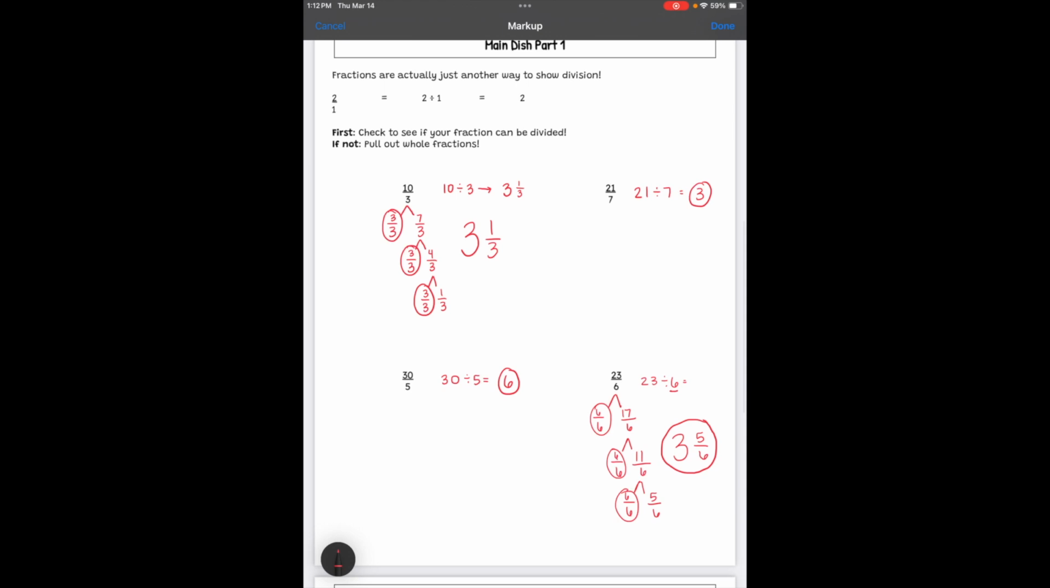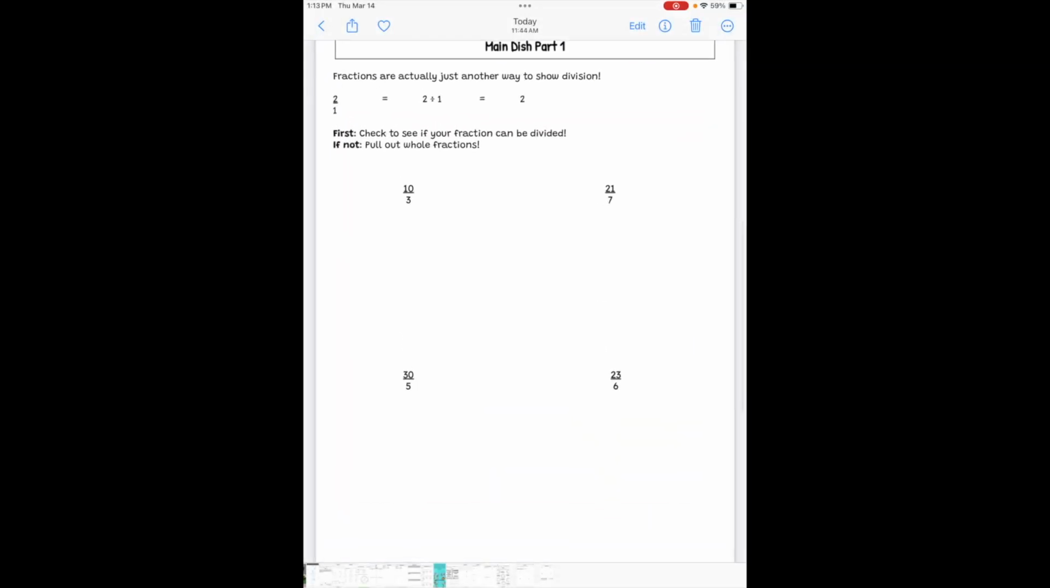Again, how you could have thought of this is 6 can fit into 23 3 times before going over, and our remainder would be 5. So that's what our mixed number is going to turn into, 3 5/6. Go ahead and turn to the next page.